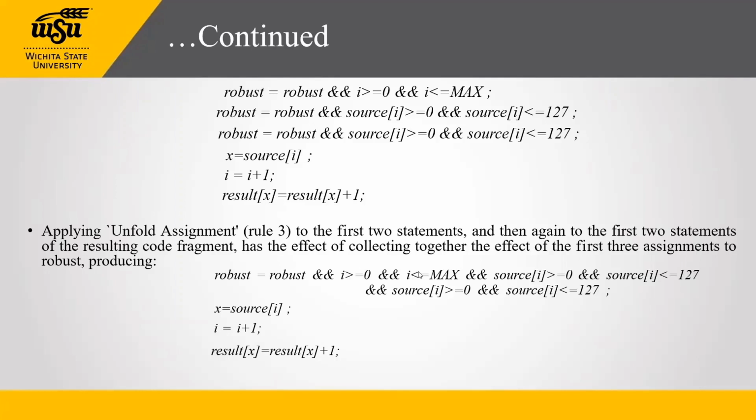and then again to the first two statements of the resulting code fragment, has the effect of collecting together the effects of the first three assignments to robust. This will produce the actual result mentioned below: robust equal to robust and I greater than or equal to 0 and I less than or equal to max, and source of I greater than or equal to 0 and source of I less than or equal to 127, and source of I greater than or equal to 0 and source of I less than or equal to 0. The whole expression will be solved and assigned to the robust variable.